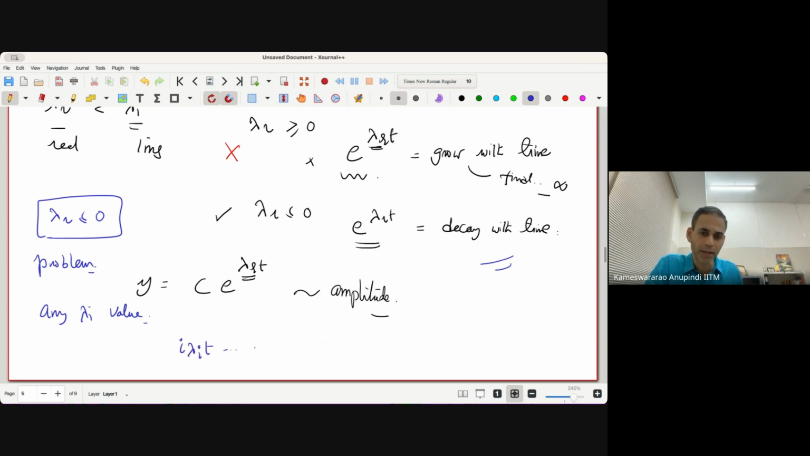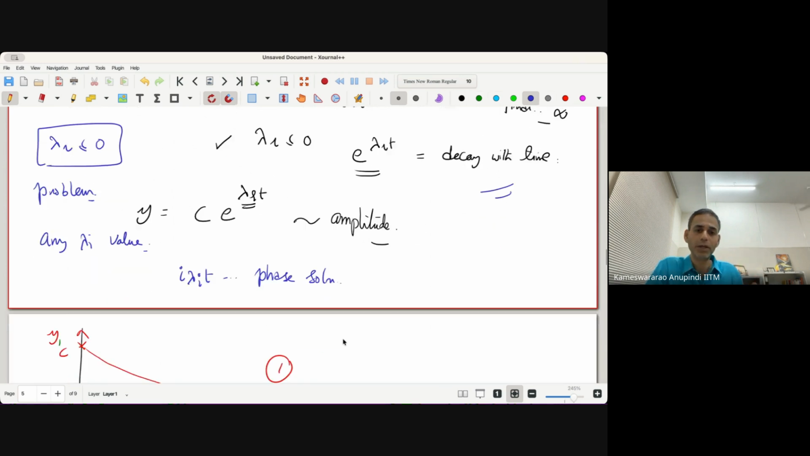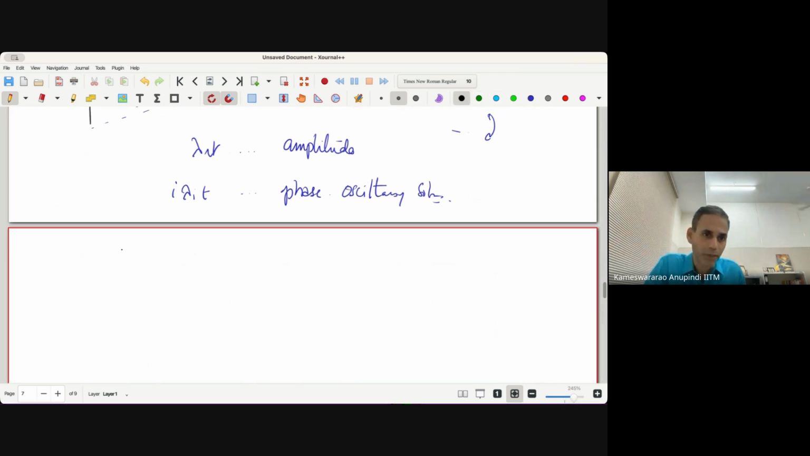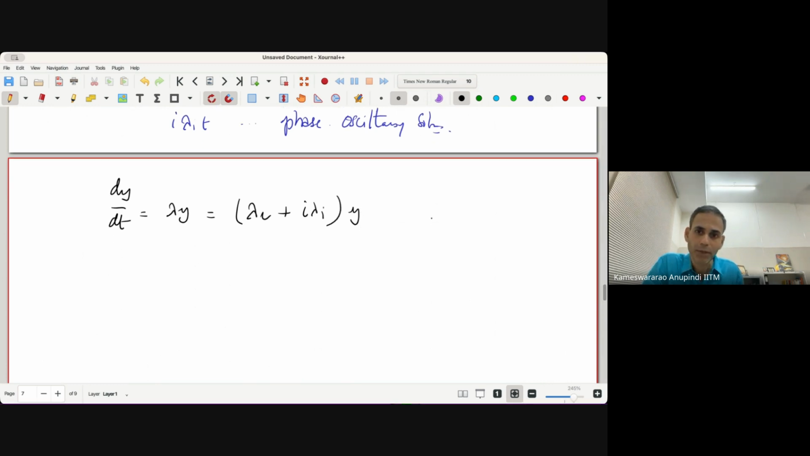That means i lambda_i t is going to define only the phase of the solution, or the oscillatory part. So in the exact problem that we want to solve, dy/dt equals lambda times y, we want to write lambda as lambda_r plus i times lambda_i. We are interested only in values of lambda_r less than or equal to 0, and then any lambda_i. So when we let lambda be complex, we want the real part of this complex number to be less than or equal to 0, and then any lambda_i can be taken in the problem.